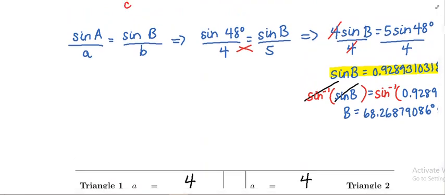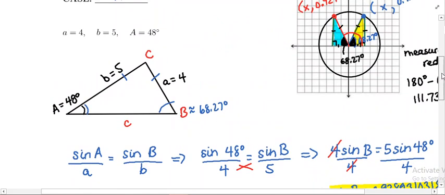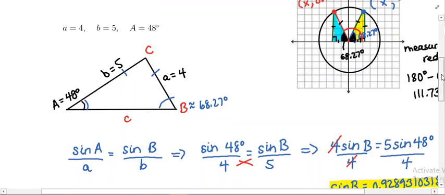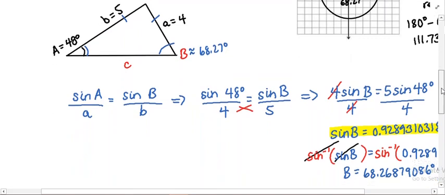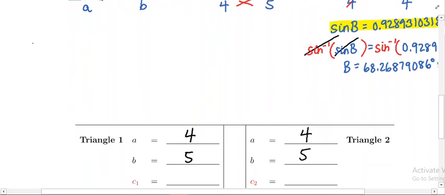To compute side length C, I'm going to go ahead and use the original information. I have angle A and side length A. They're exact values, so I'm going to use that here. So I'm going to put here, this is for triangle 1. I'm going to use sine of A over A has to equal the sine of C over C.